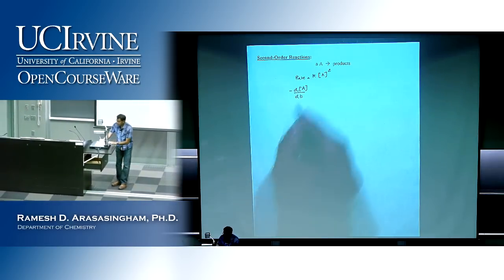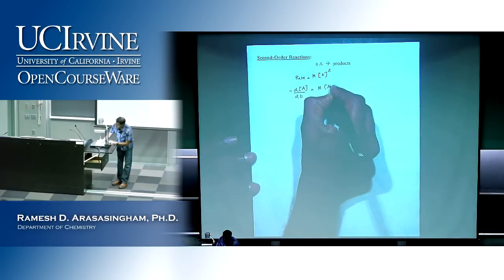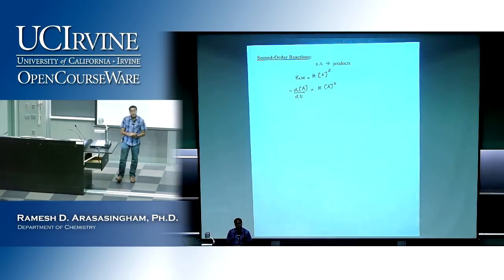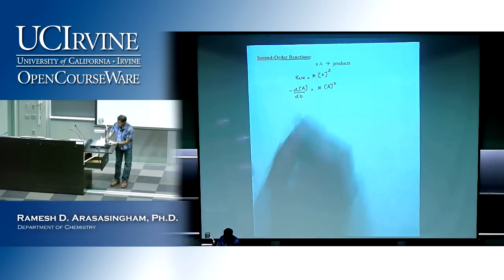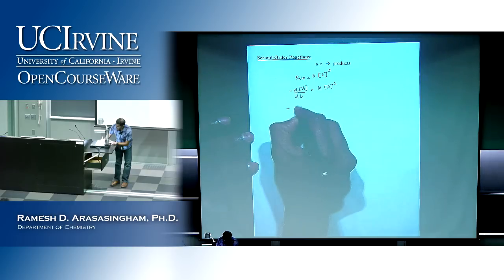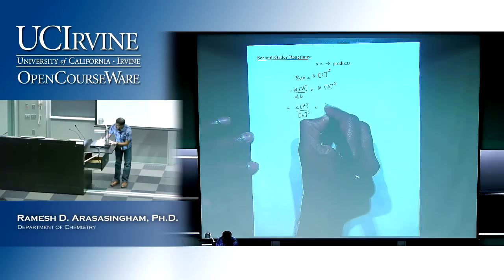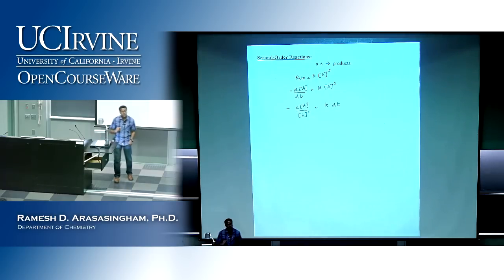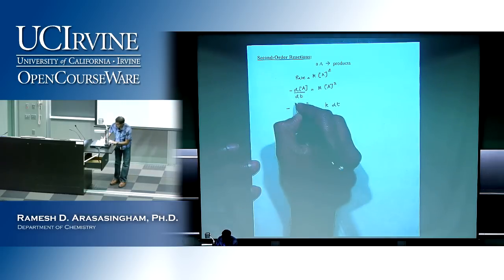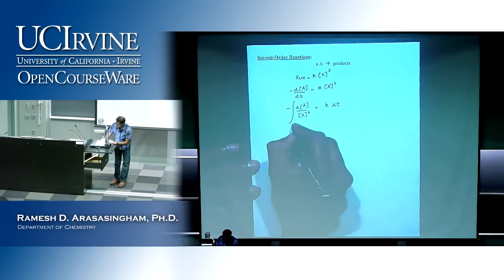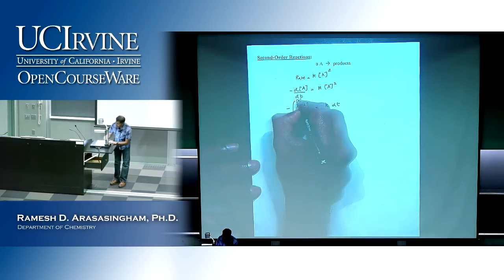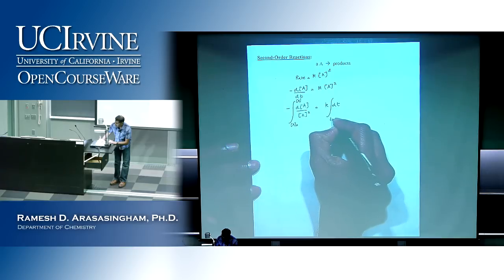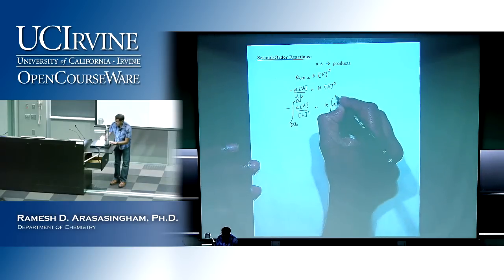Okay? So this equals Ka squared. All right? Now I'm going to put all the concentration terms on one side and take everything else to the other side. And so if I keep the negative sign here, I can say this over A squared equals K times dt. All right? Now if I integrate this over the range of initial concentrations, the limits are initial concentration to any concentration A, and over here, that would be at time 0 to any time t.